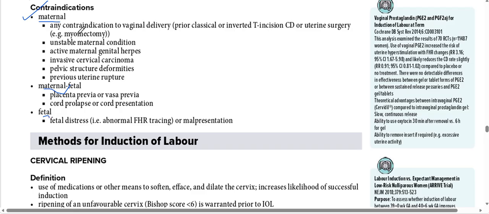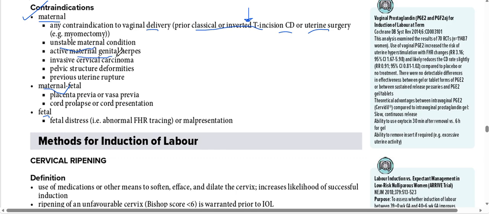Maternal contraindications to vaginal delivery include prior classical or inverted T incision. If there is an inverted T incision or a classical incision in a previous cesarean delivery, or if there is a history of myomectomy or any uterine surgery, we are not going to deliver the child vaginally. Unstable maternal condition: she is suffering from some underlying comorbidities and is unstable.